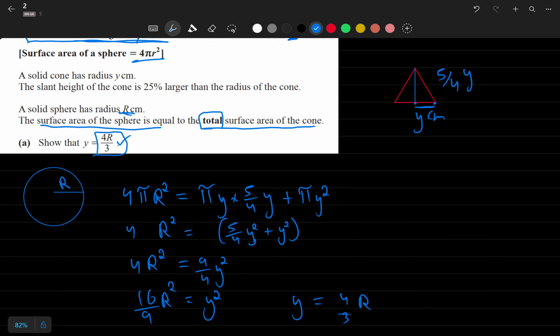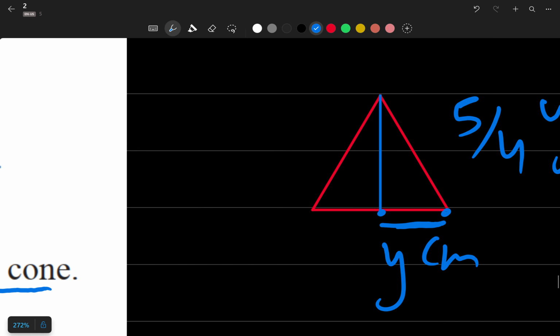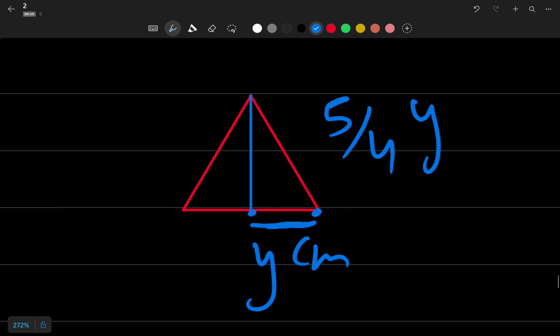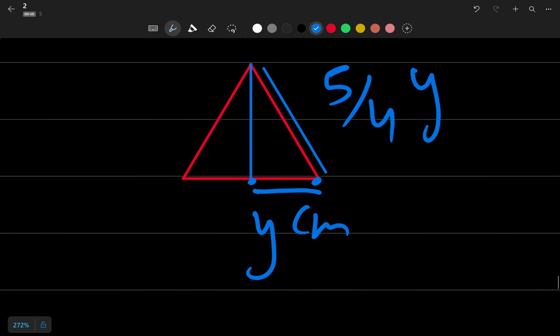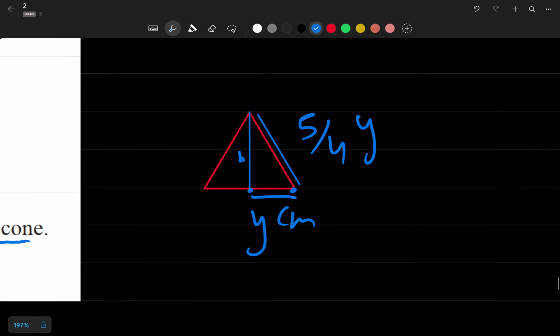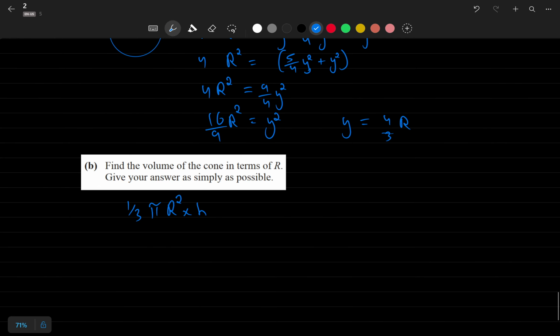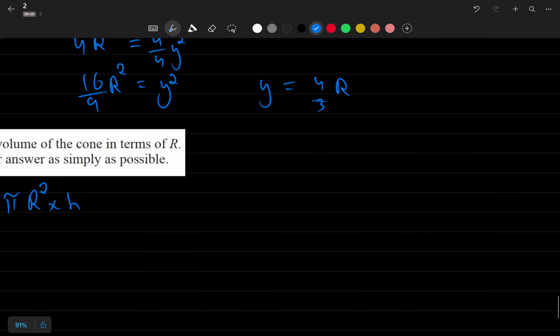If you see this, it forms Pythagoras theorem. This length is equal to y, which is base. This length is equal to 5 by 4 y, which is the hypotenuse, and this length is your perpendicular, which you have to find, which is equal to height. So h square plus y square is equal to 5 by 4 y square. Let's calculate height first.